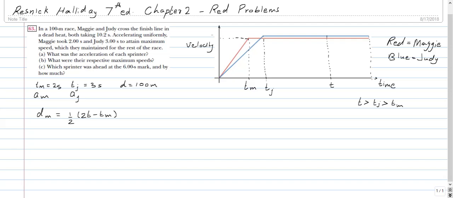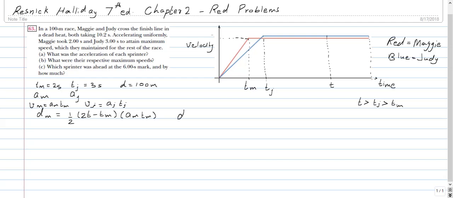So we know that the height of the graph is am times tm, where we can say that the speed of Maggie, Vm, is actually am tm. This is the maximum speed obtained by her, and the maximum speed obtained by Judy is simply aj tj, right?